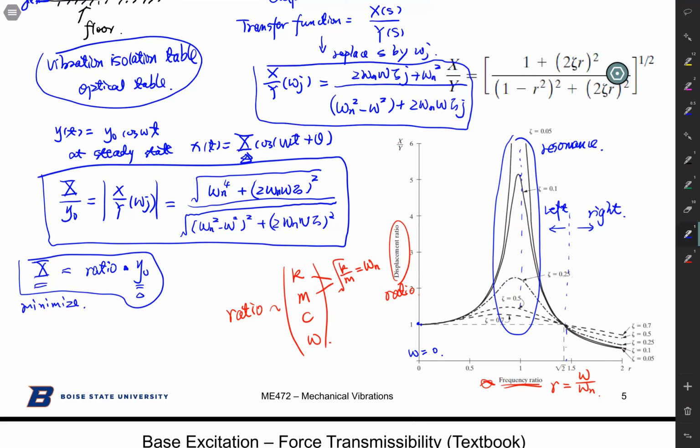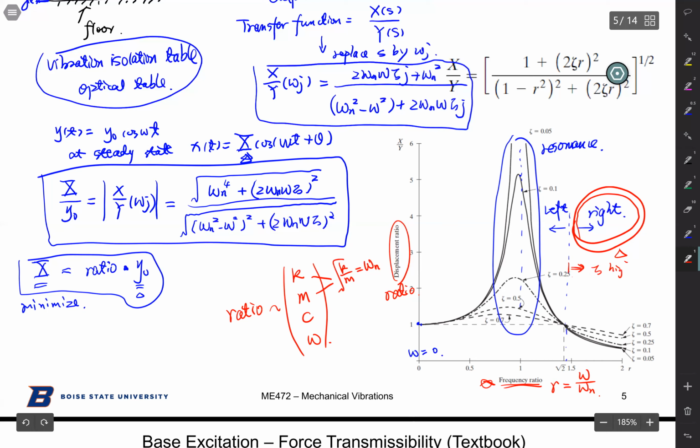All right. So that's why you want to design your system such that it always works on the right-hand side of this blue dashed line. How can that happen? And if it works on the right-hand side, do you want high damping or low damping? Let's assume that we're already working on this right-hand side. So do you want high or low?